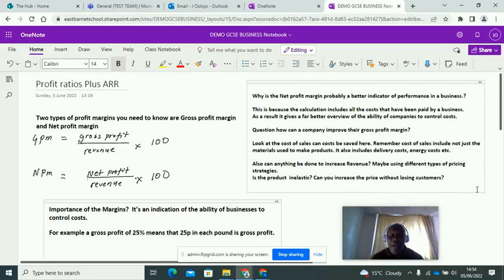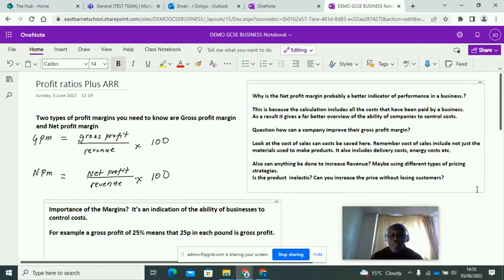Okay. Question, how can a company improve their gross profit margin? Several ways. Look at the cost of sales. Can cost be saved? Remember, cost of sales is not just the materials. It also includes delivery costs. It also includes energy costs. So there's a lot of different things you can look at. So if you've got a question on that, bear that in mind. It's not just the cost of materials. There are other things such as energy costs, delivery costs, all those things as well.